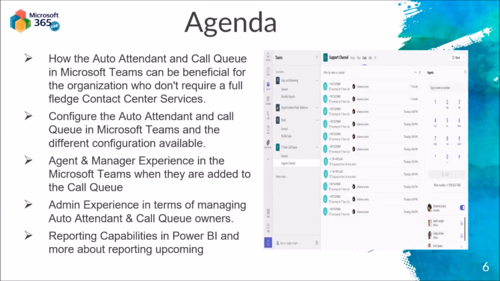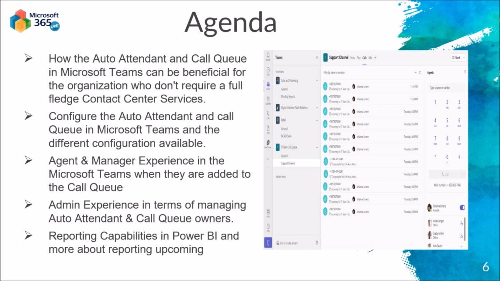So here is a peek into the agenda, what we would be discussing. Like I mentioned at the start, we would be looking into the auto attendant and call queue configurations, how you can leverage them and save some cost instead of going towards full-fledged contact center services. We'll look at how we would configure each parameter for auto attendant and then for the call queue as well, and what configurations are available, what's coming, what's the difference, what the roadblocks are, all those things.